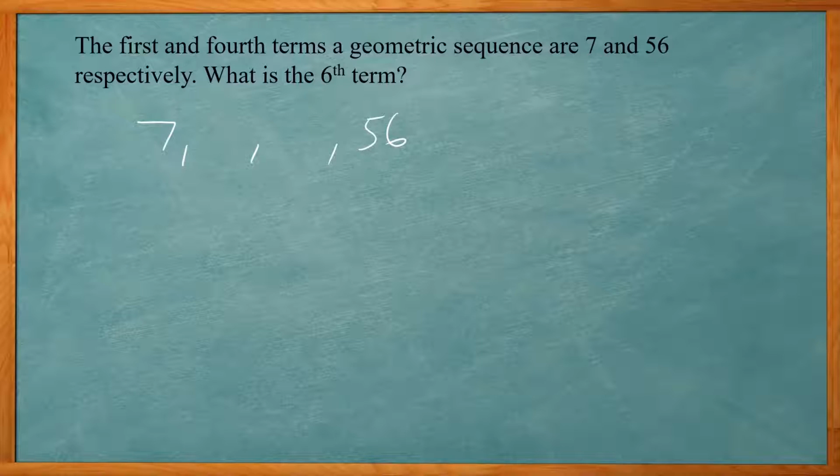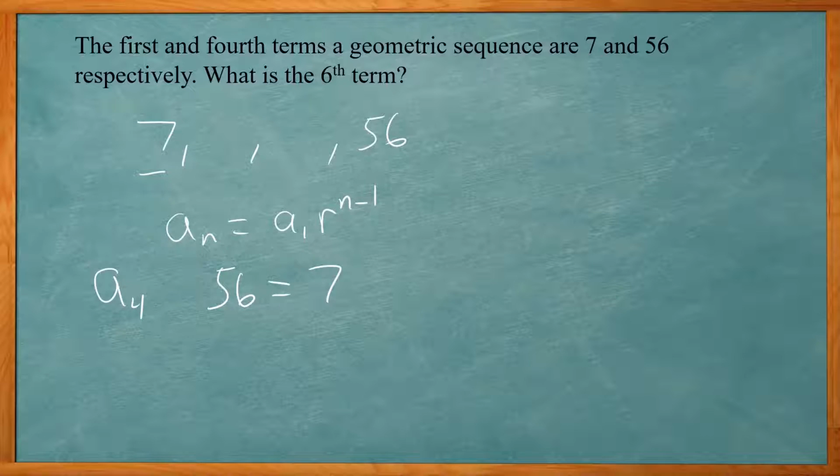We know a_1 is 7. So we can use the formula a_n equals a_1 r to the n minus 1. So we use a_4. We know that's 56. We know a_1 is 7. Common ratio we don't know. And we know n is 4, so 4 minus 1, or 3. So we set up our equation, and we can solve for r.